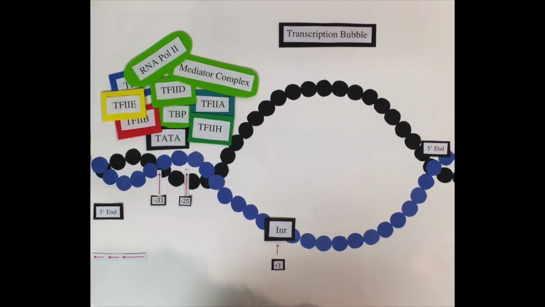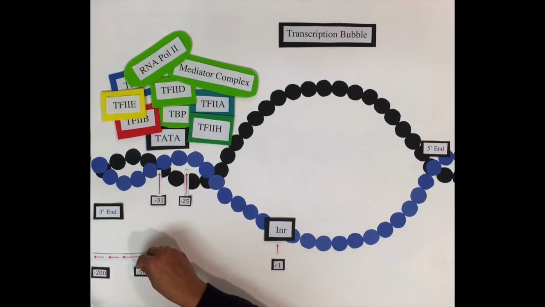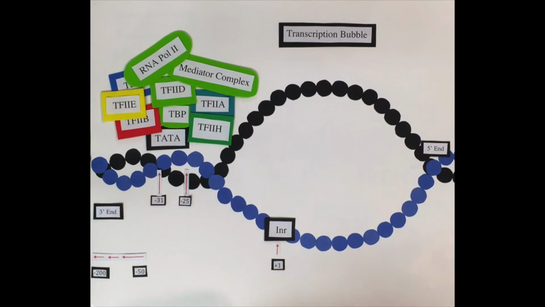First, we have the proximal regulatory elements that span from -200 to -50 of the DNA. This region has two consensus sequences, which are the GC box and the CCAAT box. Any mutations in these two consensus sequences can reduce the rate of transcription.